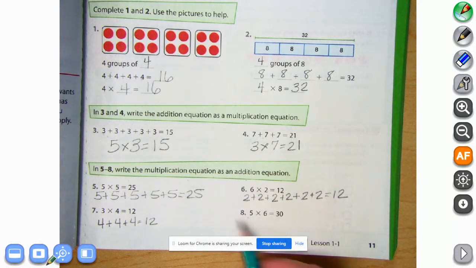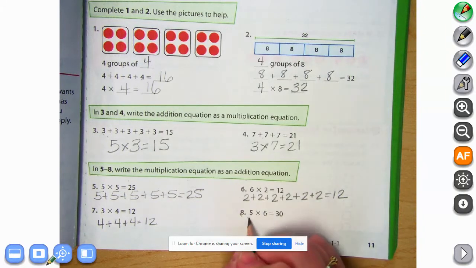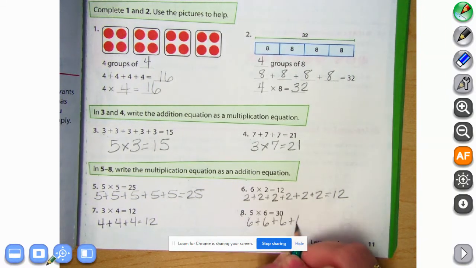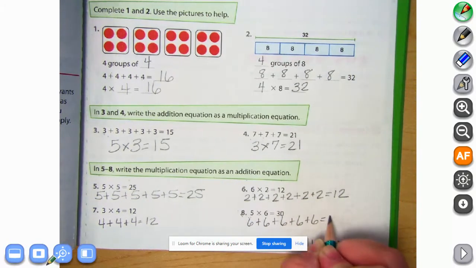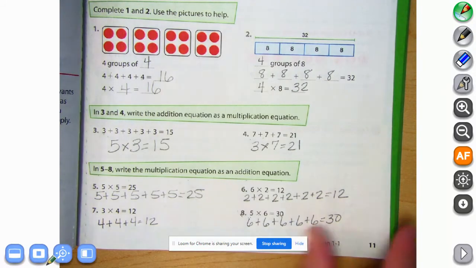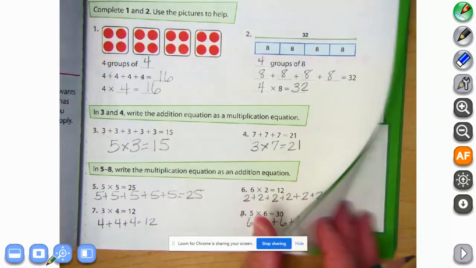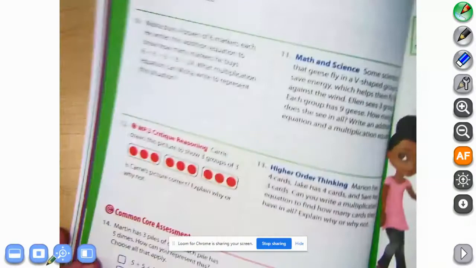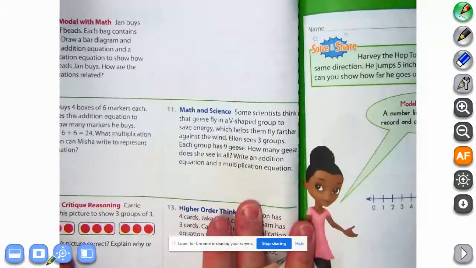Number 8, 5 groups of 6. We have 6 plus 6 plus 6 plus 6 plus 6 equals 30. 1, 2, 3, 4, 5. All right, so make sure you have all those corrected. And if you need to, go ahead and pause it so that you can get your answers correctly written down.